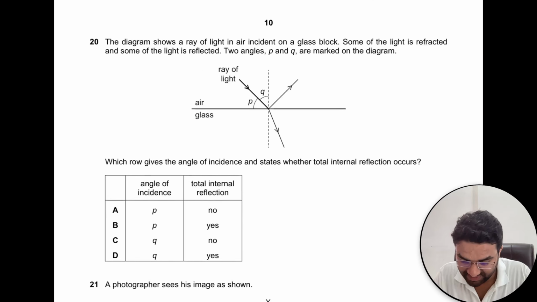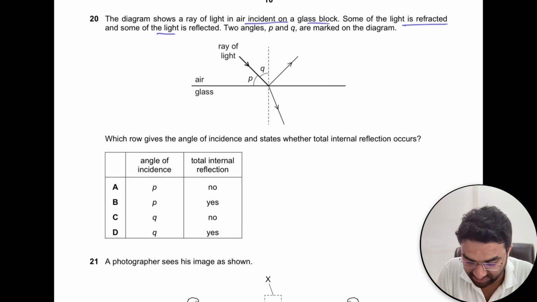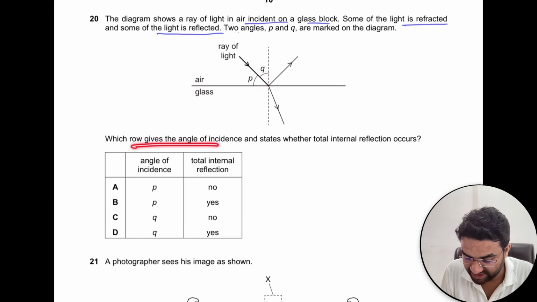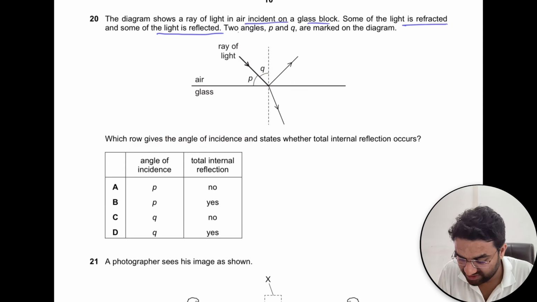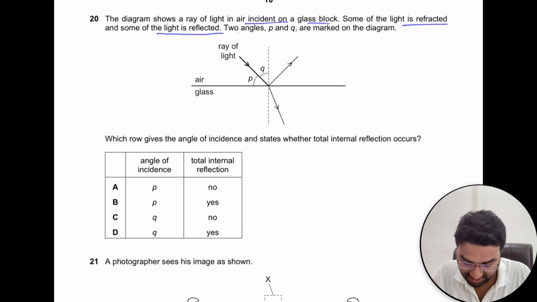Fine. Then the next one: the diagram shows a ray of light in the air incident on the glass block, some of the light refracted and some reflected. So two angles P and Q are marked on the diagram. So this is the incident ray. Here the angle of incidence is Q. All right. So here the air and glass are given, and we have to write which row gives the angle of incidence and whether total internal reflection occurs or not.